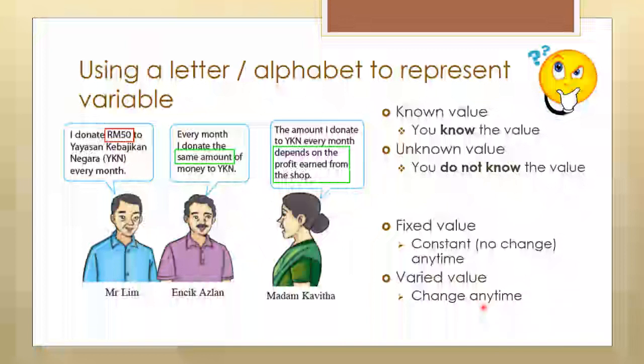Now you can see the difference. Alright, you need to know what is a known value, unknown value, and then what is a fixed value, what is a varied value. Okay, get the difference?